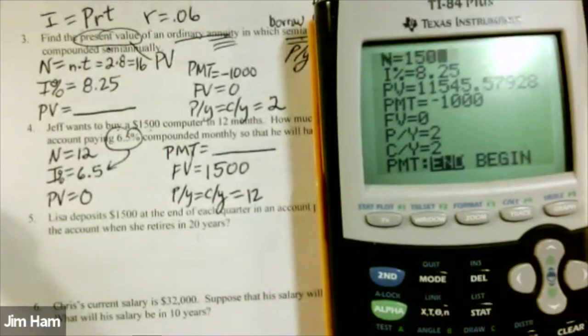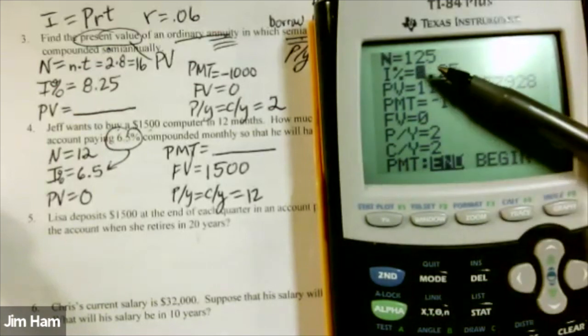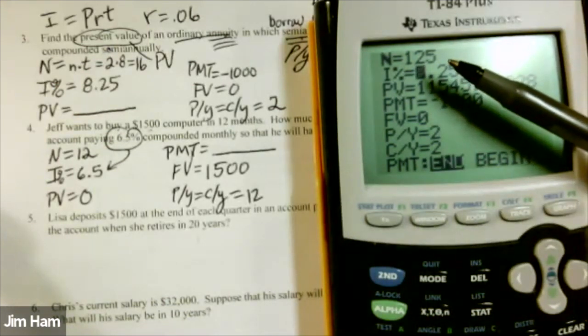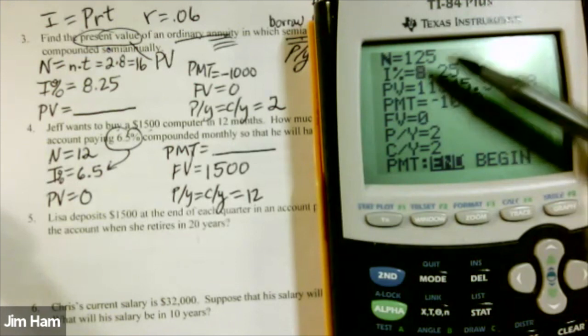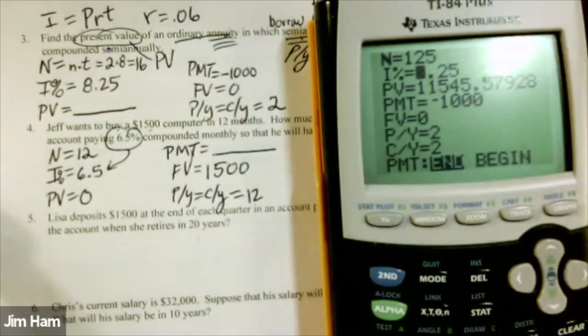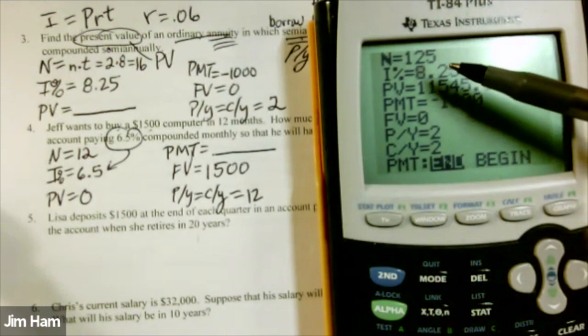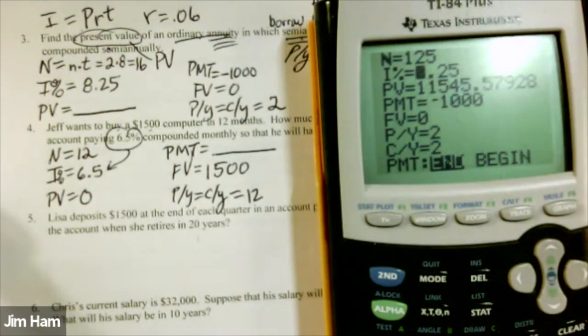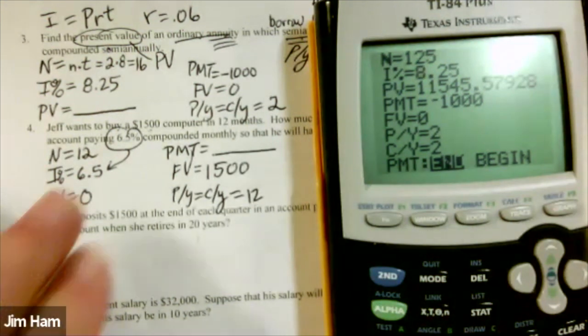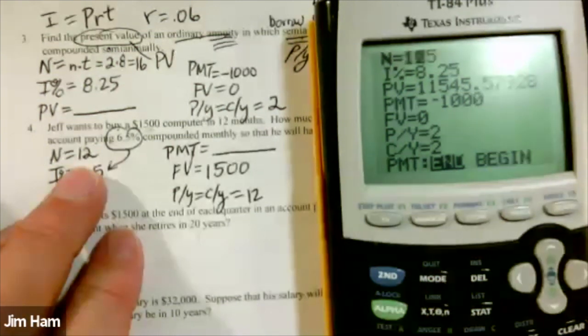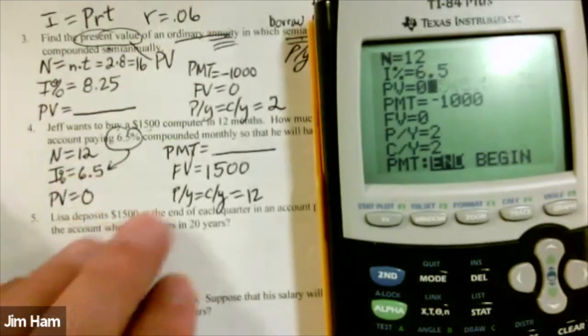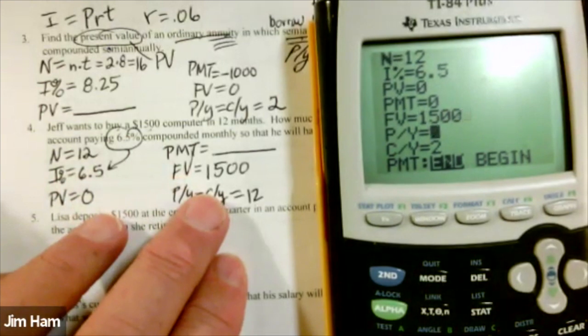So if I just took $1,500 and I wasn't earning any interest, that would be a $125 payment. If I invest $125 for 12 months, I will have the $1,500. But if we get some interest added onto that, I won't have to invest $125. I can actually invest a little bit less than that and then count on the interest to bring me up to the $1,500 at the end. Okay, so let me type all this in. 12, 6.5, 0, 1,500, and 12.